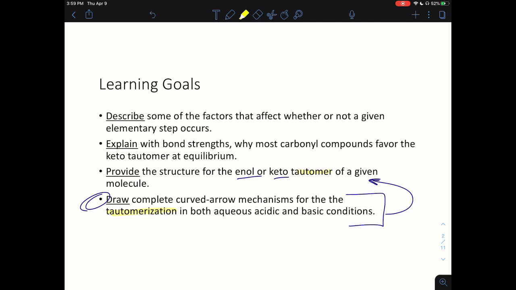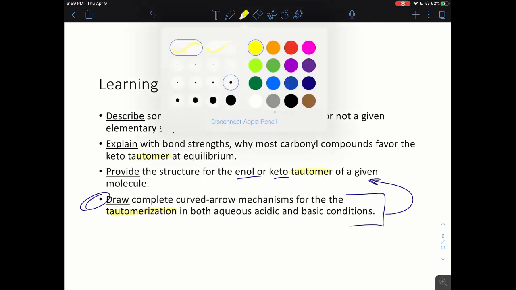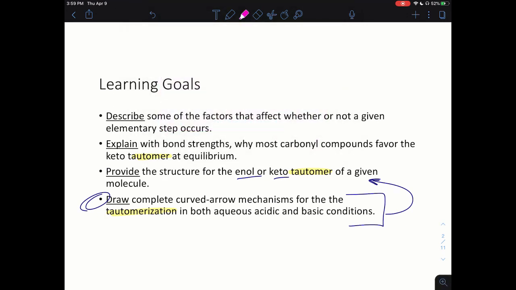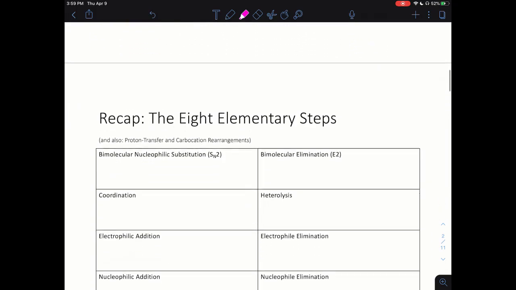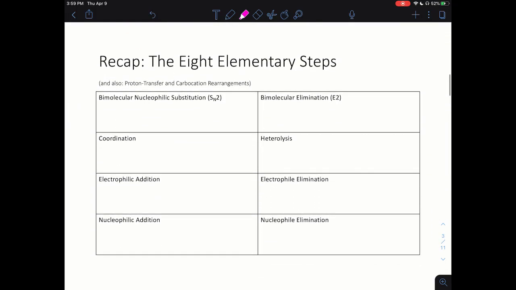So clearly there's a few words here that we probably need to make sure that we get. So tautomerization and tautomer, that's one of them. I haven't heard that word before. Keto, you might know, but enol, I haven't heard about that before. Okay. So we're going to review and recap the 8 elementary steps that we learned in our previous video.